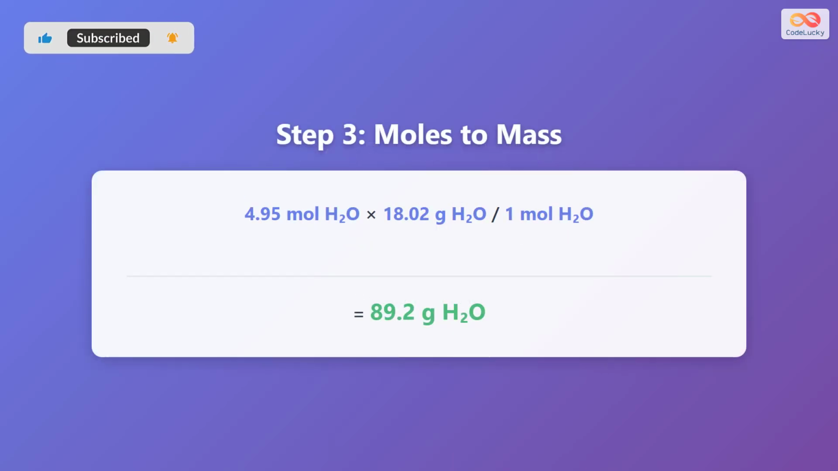In the final step, we convert moles of water to grams. We take 4.95 moles of H2O and multiply by the molar mass of water, 18.02 grams per mole. When we multiply 4.95 by 18.02, we get 89.2 grams of water. This is our final answer. 10 grams of hydrogen gas produces 89.2 grams of water when it reacts with excess oxygen.